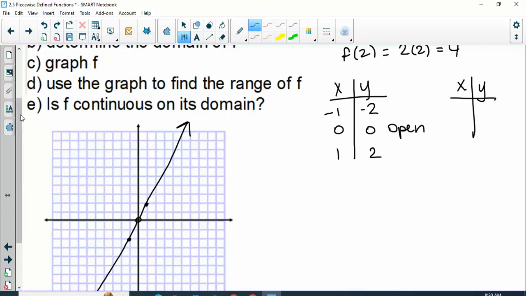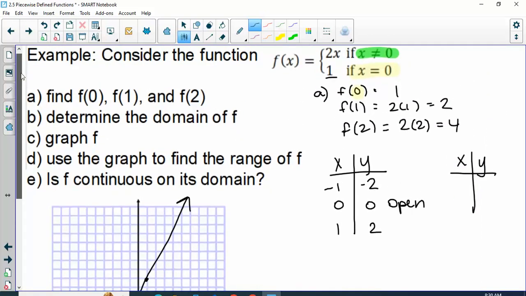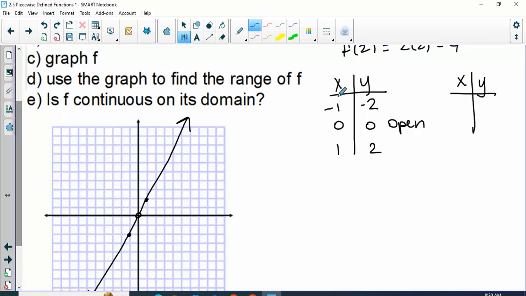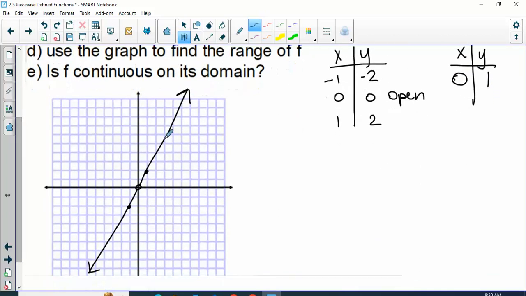The second piece was 1 if x equals 0. So the only thing we can put in is 0. What we get out is a 1. So our graph looks like this. It's a line with an open circle and then just a point.